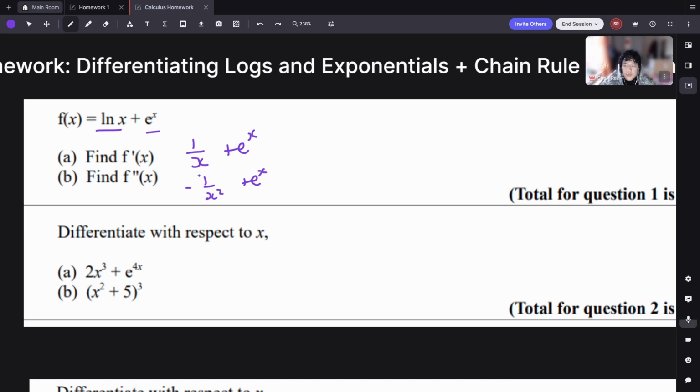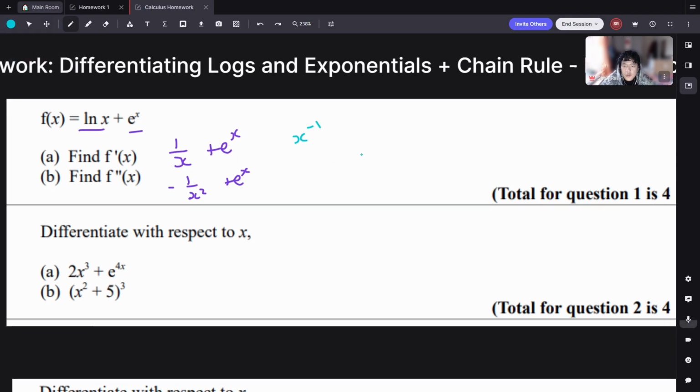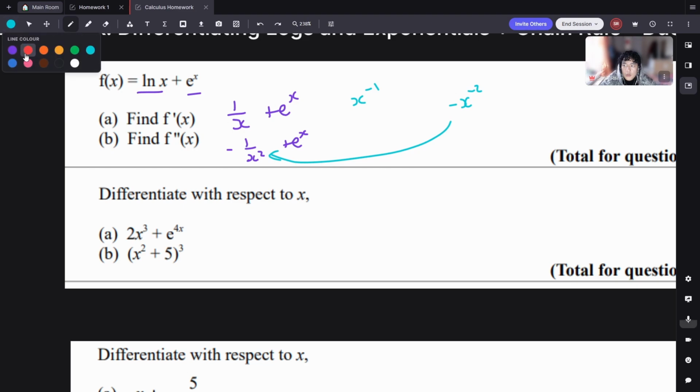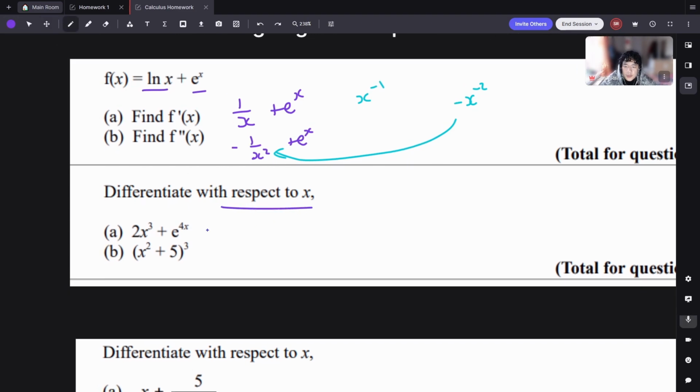And this is obviously pretty simple, but how did I do the first one here? Technically this is x to the power of minus 1, so differentiating that becomes minus x to the power of minus 2, which is pretty much just this. Cool. So we need to differentiate with respect to x for these values.